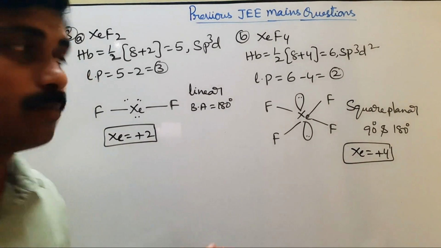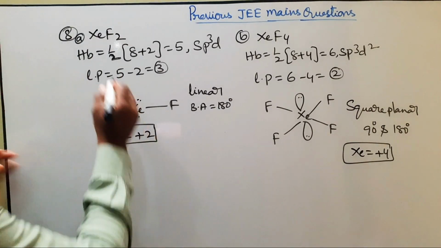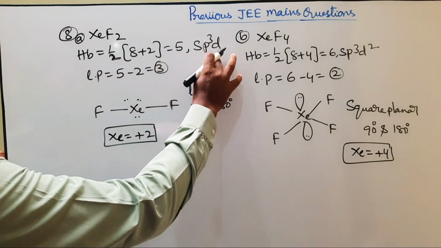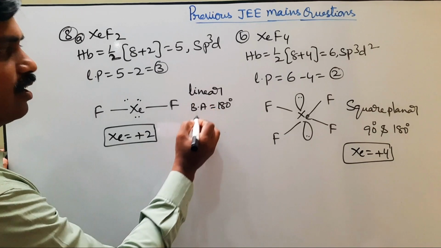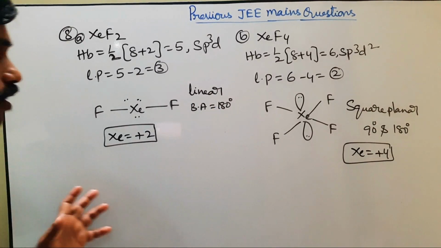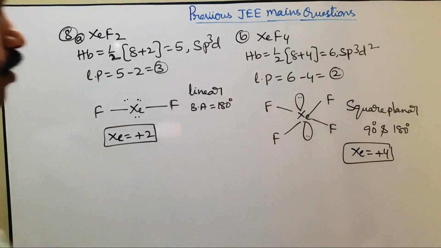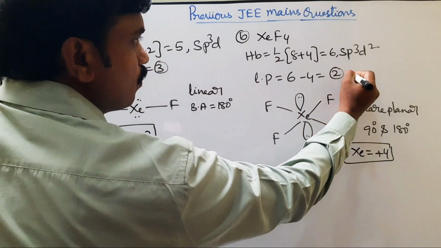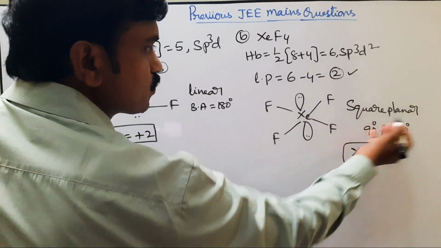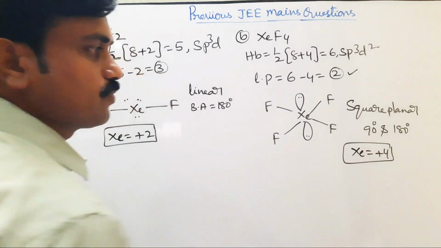Look at the next examples. Xenon difluoride. In xenon difluoride, central atom xenon undergoes sp3d hybridization. It is having 3 lone pairs. So shape of the molecule is linear and bond angle 180. So oxidation state of the central atom xenon is plus 2. And in XeF4 molecule, hybridization sp3d2. It is having 2 lone pairs. So shape is square planar, bond angle 90 and 180. Central atom oxidation state is plus 4.